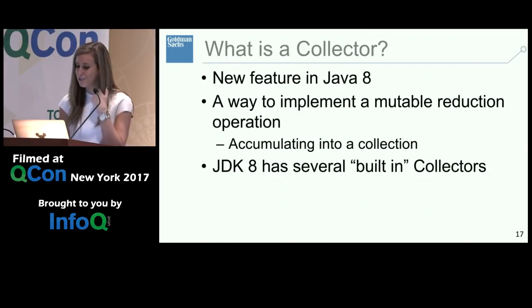It is a way to implement a mutable reduction operation. So basically something we can do is accumulate into a collection. So again, if you're familiar with streams, I'm sure you've used this before. And the JDK has several built-in collectors. So let's take a look at some examples.